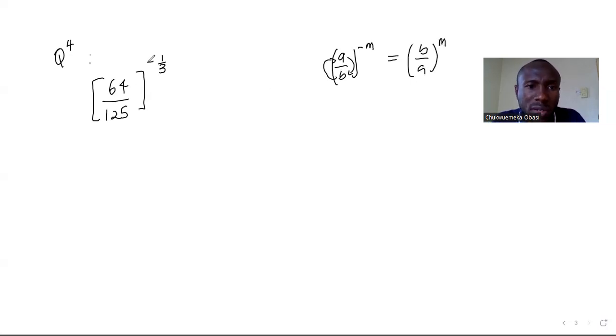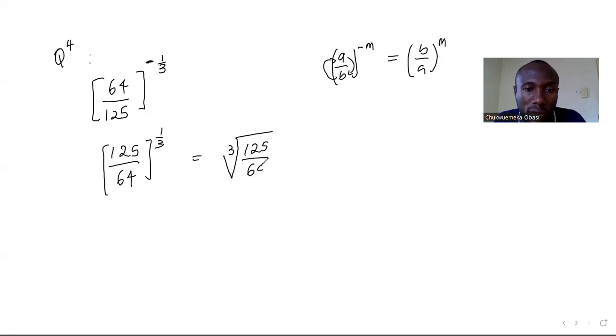So to remove this negative guy from here, I'm going to interchange the position of this guy. So I have 125 over 64 all to that power, which is 1 over 3. And when you see 1 over 3, it's cube root, right? From the laws we've discussed earlier. So this is like cube root of 125 over 64.